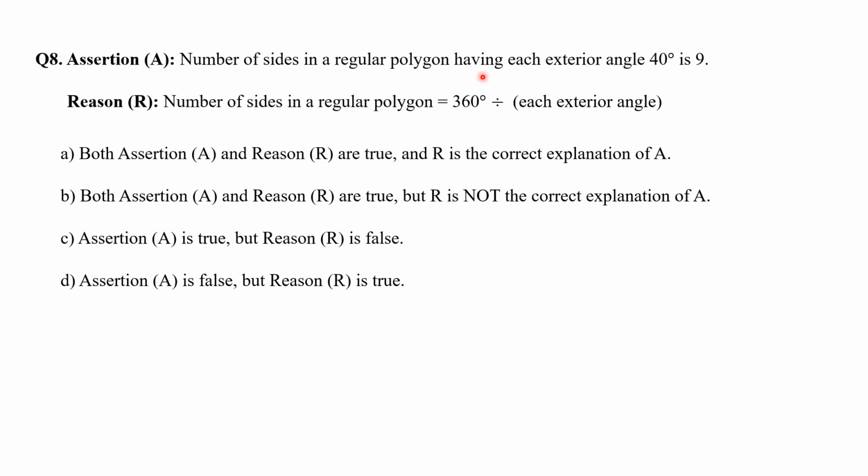Okay. Now question number 8. Number of sides in a regular polygon having each exterior angle 40 degree is 9. So this we can calculate because we know the formula. If exterior angle is given, we can find the number of sides. So formula is 360 degree divided by each exterior angle, which is given as 40 degree. And 360 degree divided by 40 degree is 9. So assertion is correct. Now reason is given as: number of sides in a regular polygon can be calculated as 360 degree divided by each exterior angle. And just now I have used that formula only to calculate it. So yes, assertion and reason both are true, and reason is the correct explanation also.